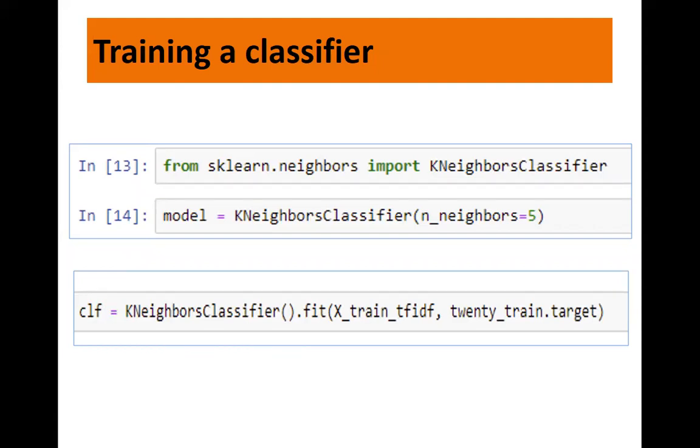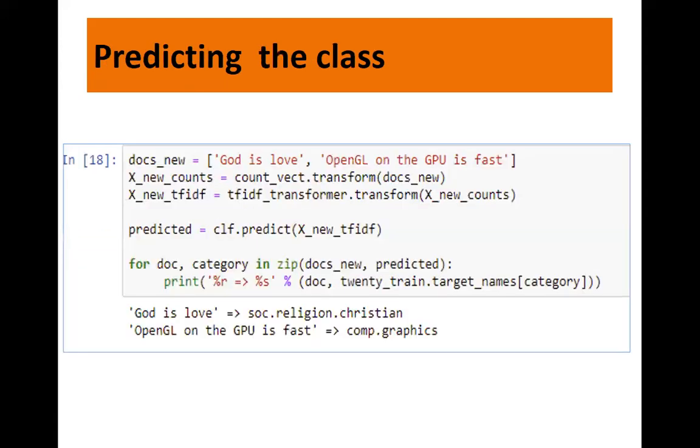The k-nearest neighbors classifier is already trained. Now let us see what happens if we put in a new document. Let us say we have new documents with the sentences "God is love" and "OpenGL on GPU is fast". These are the two inputs for which we want to check whether it gives us the right class label or not.